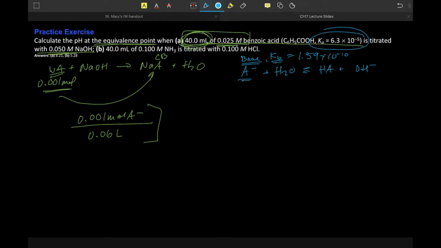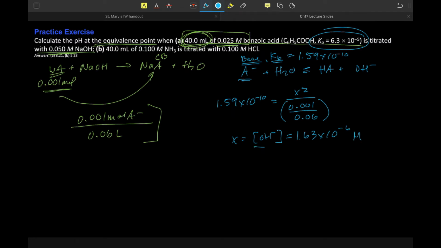All right, so we've got a Kb, right? And so now let's go ahead and set this up, right? So I know that 1.59 times 10 to the negative 10 is equal to x squared over, all right, and then if we go ahead and solve for x, x is going to represent this. All right, so if I go ahead and solve for my x, it's going to be 1.63 times 10 to the negative 6th, and that's the concentration of that, right?